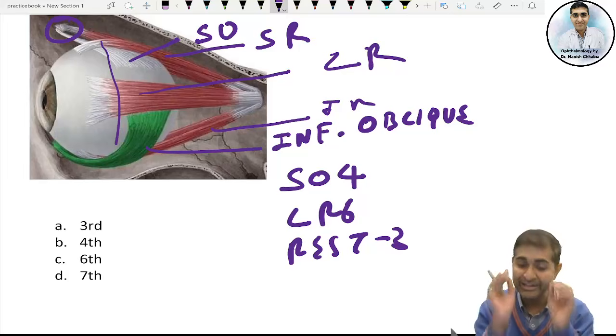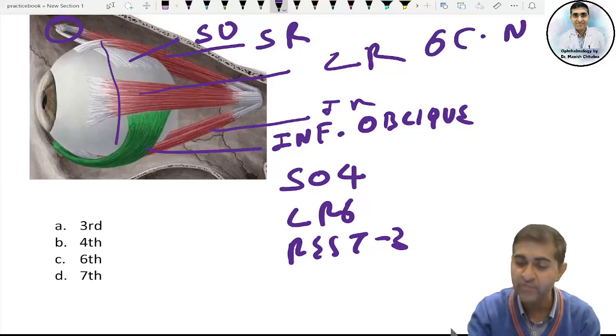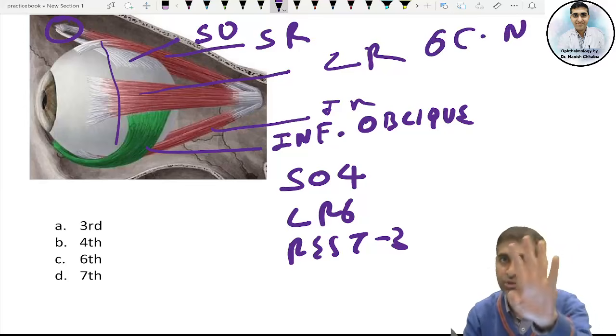Okay. So lateral rectus is supplied by the 6th cranial nerve, which is the abducens nerve. Superior oblique, 4th cranial nerve.